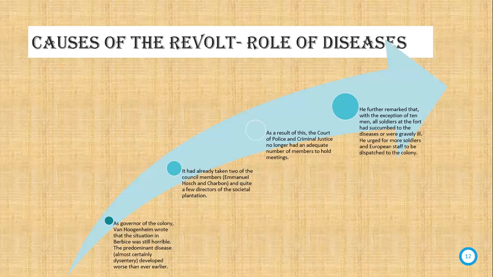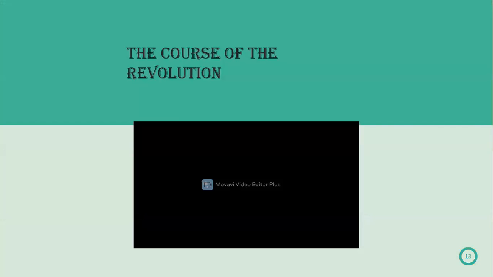the societal plantation. And so the Court of Police and Criminal Justice no longer had an adequate number of members to hold meetings. He further remarked that, with the exception of 10 men, all soldiers at the fort had succumbed to the diseases or were gravely ill, and he urged for more soldiers and European staff to be dispatched to the colony. Now we'll have a small video on the course of the revolution.